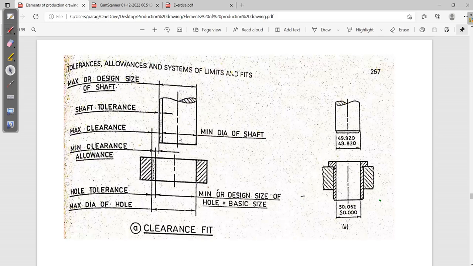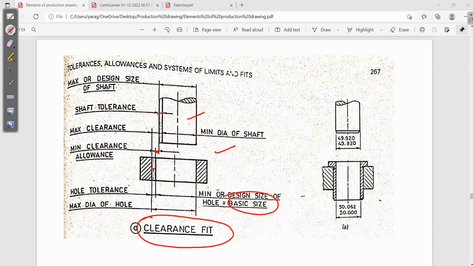Suppose in the exam they ask you to draw the clearance fit. Everything you have to draw, clearance fit. Show the shaft along with that: shaft tolerance, hole tolerance, minimum clearance or minimum allowance, basic size. Like that, if they ask you about interference fit or transition fit, the same thing you have to do.